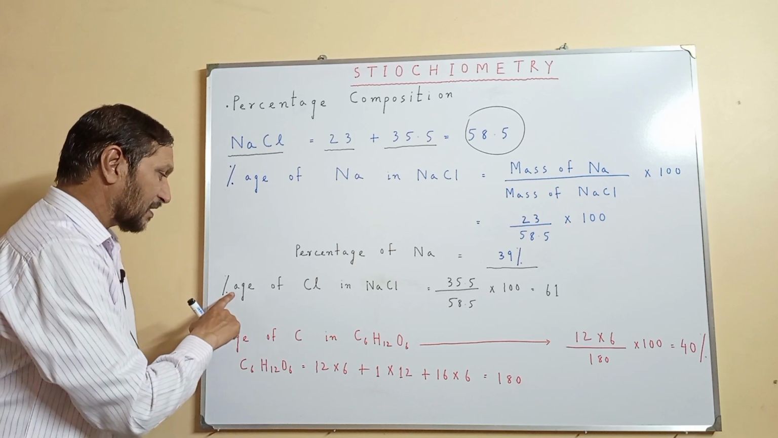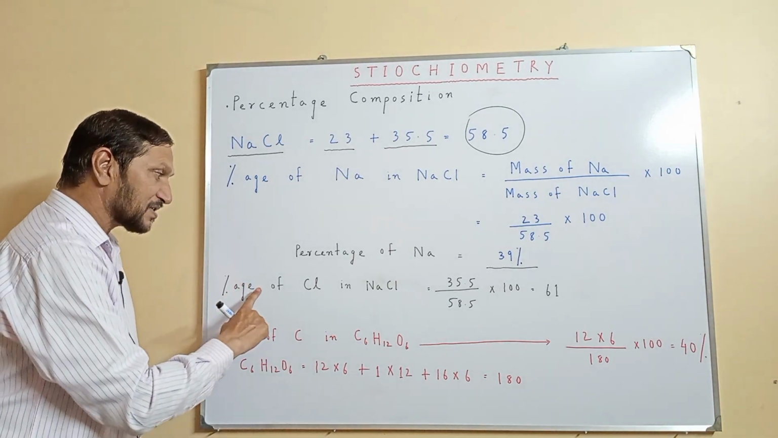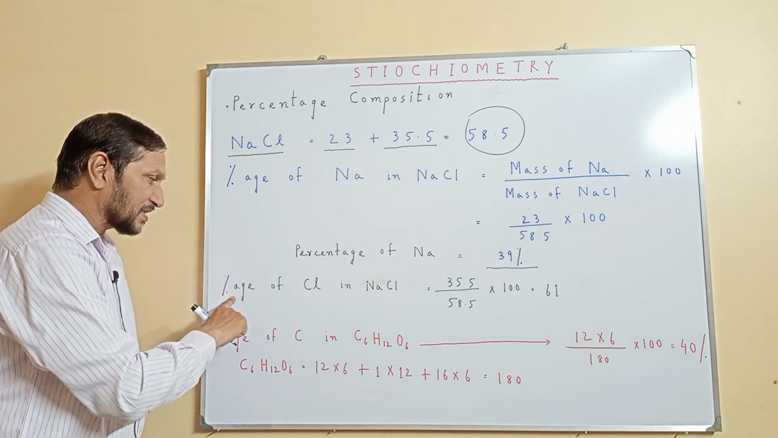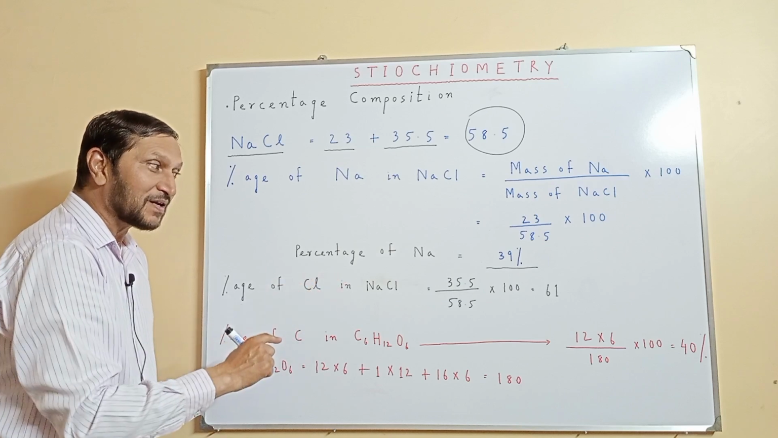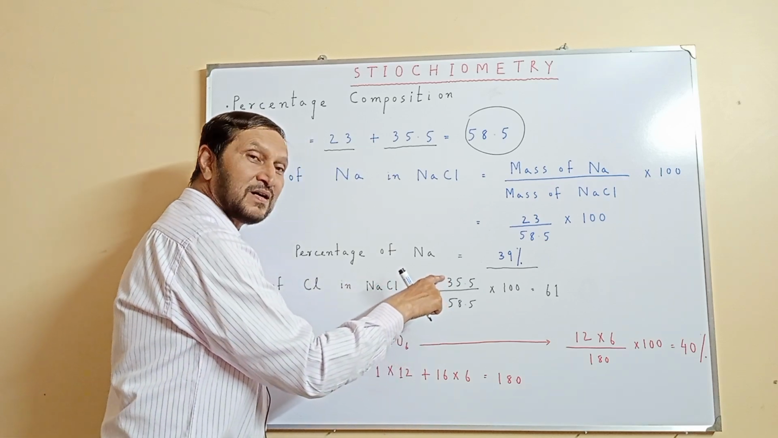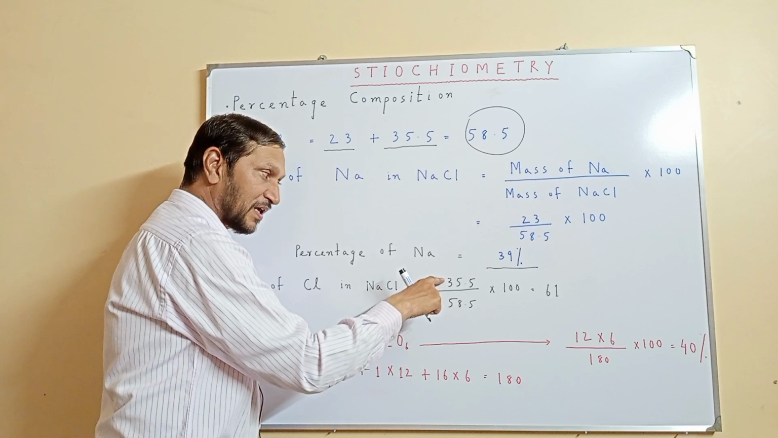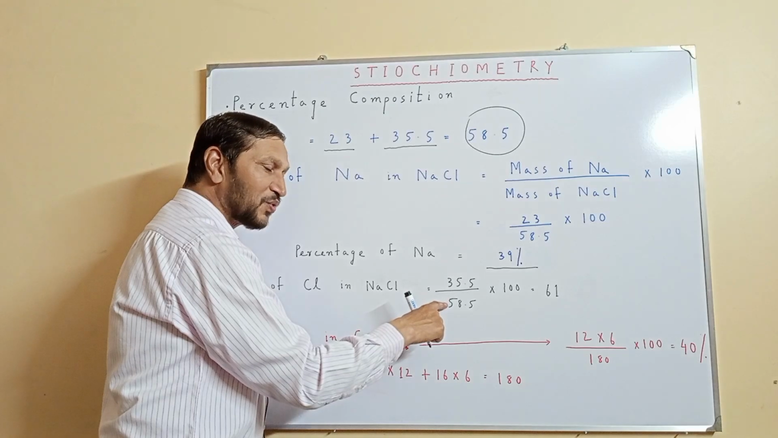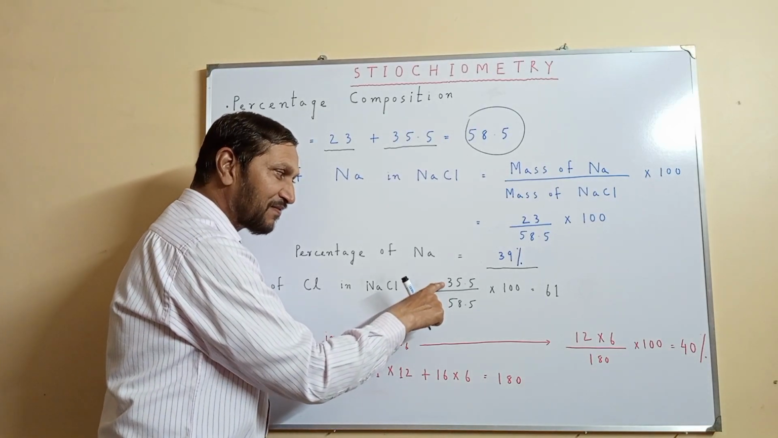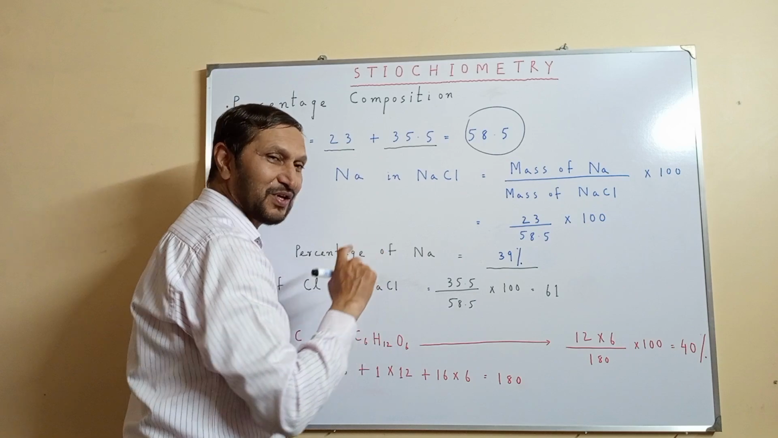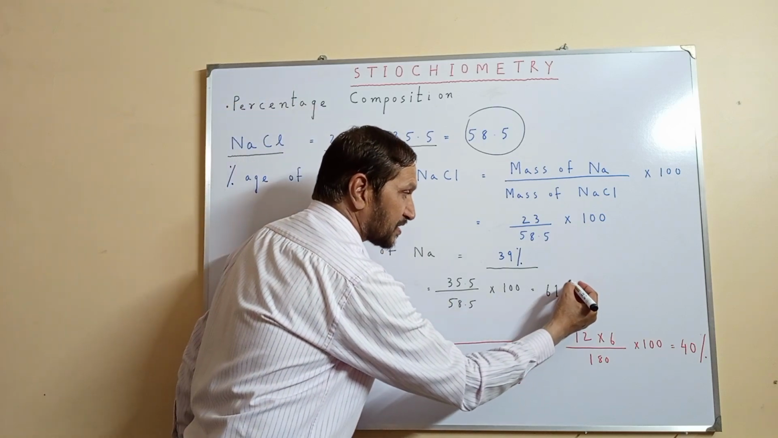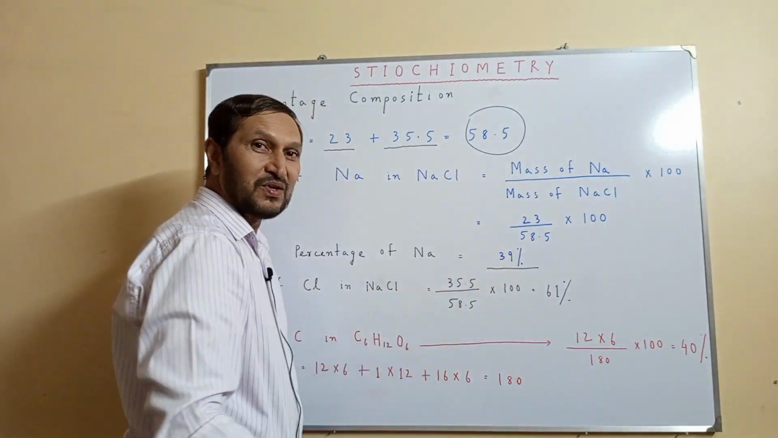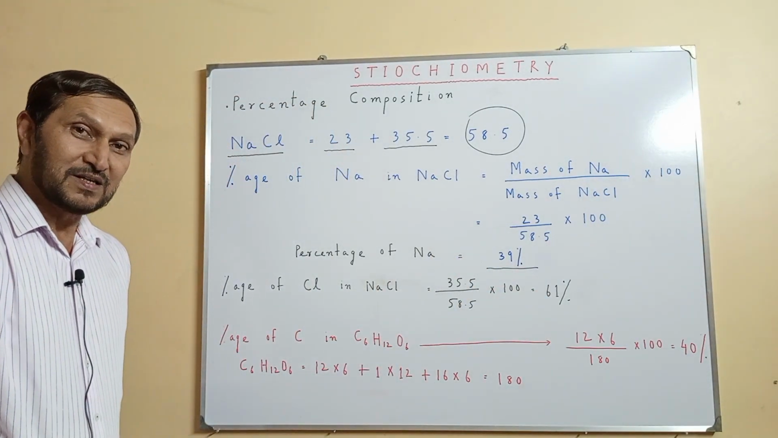Now we also want to calculate the percentage of chlorine in sodium chloride. So what will we write? We will write the mass of chlorine as numerator and the mass of sodium chloride as denominator. So 35.5 divided by 58.5 multiplied by 100. It will become 61%. So this is the percentage of sodium and this is the percentage of chlorine in sodium chloride.